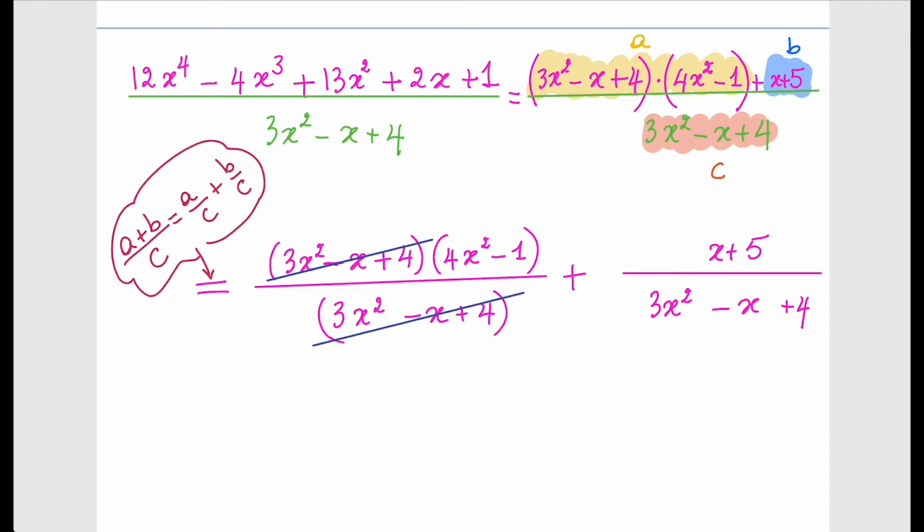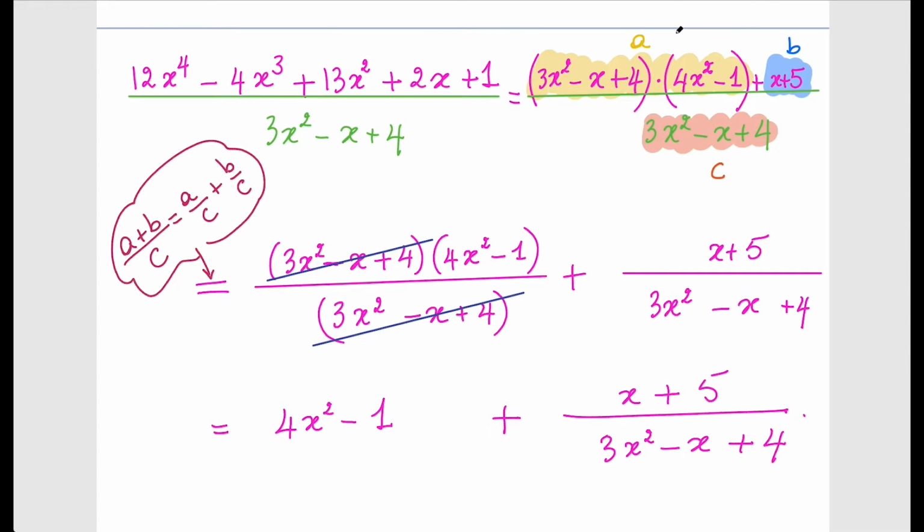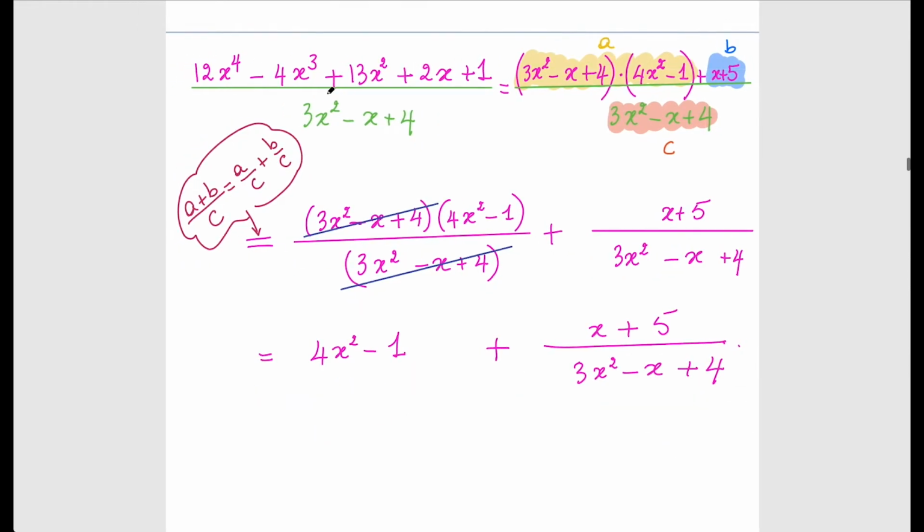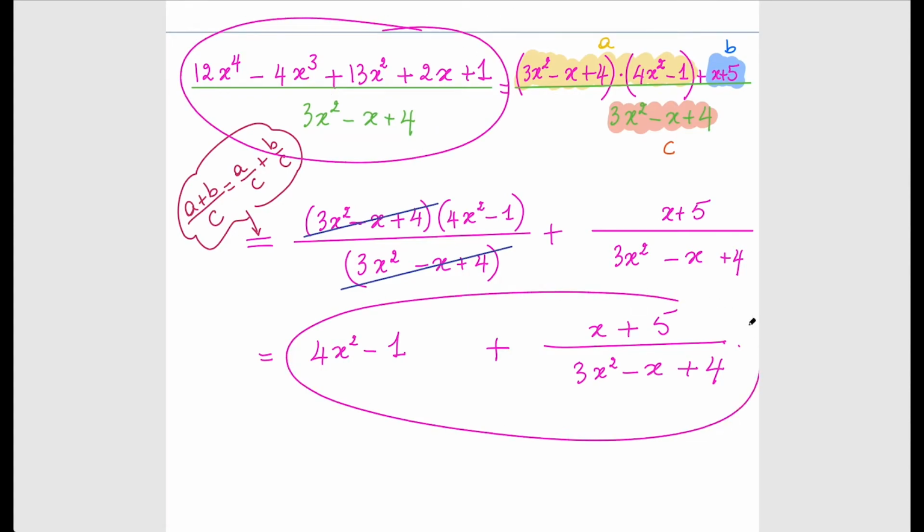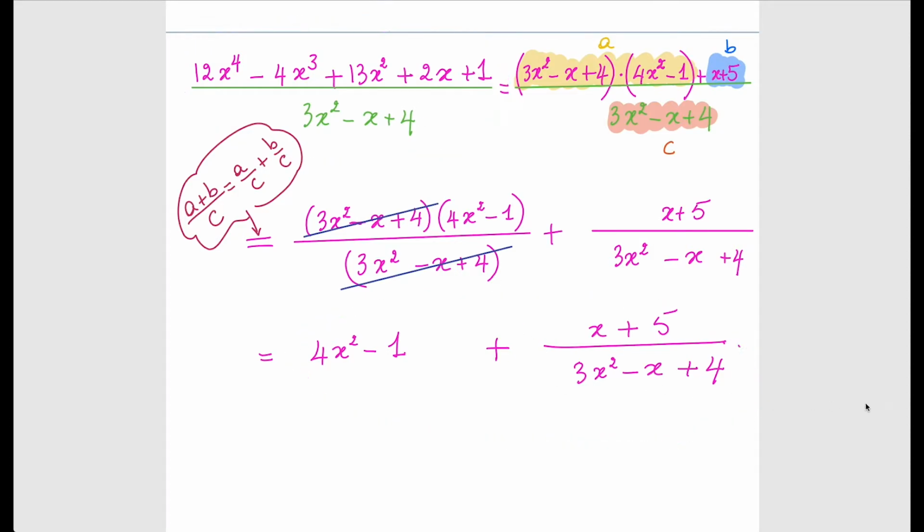That's the same factor, and we obtain 4x squared minus 1, right? This whole thing becomes this, plus this quotient: x plus 5 divided by 3x squared minus x plus 4. Alright. So what they wanted happens to be all of this, right? So this would be the answer.